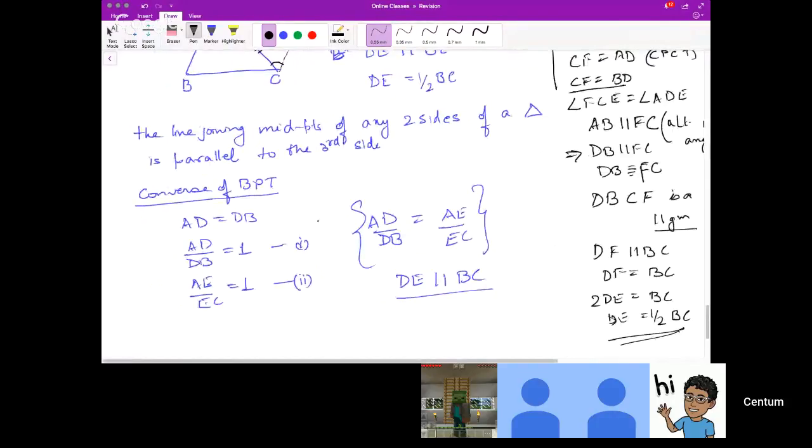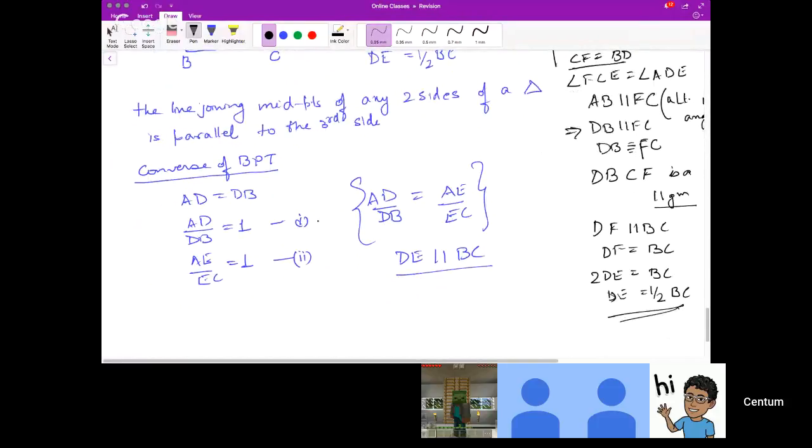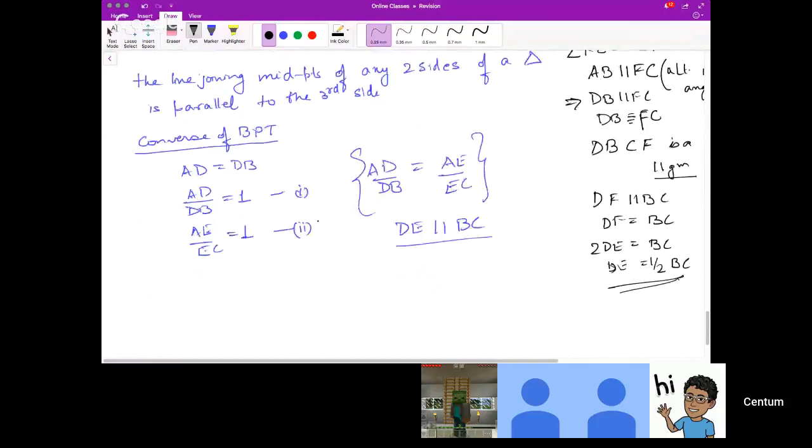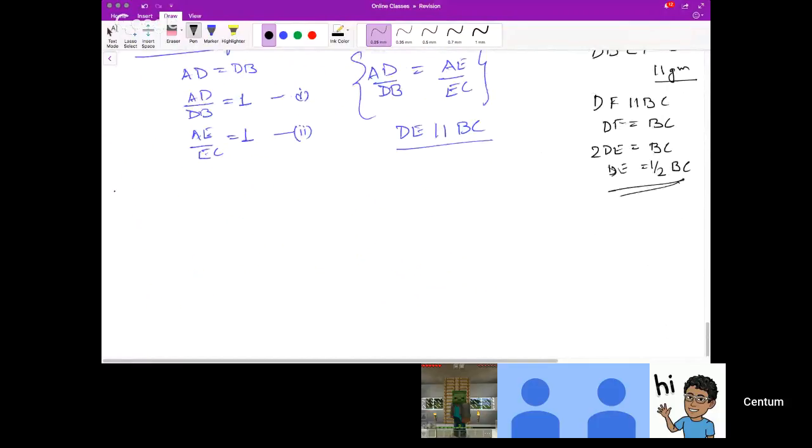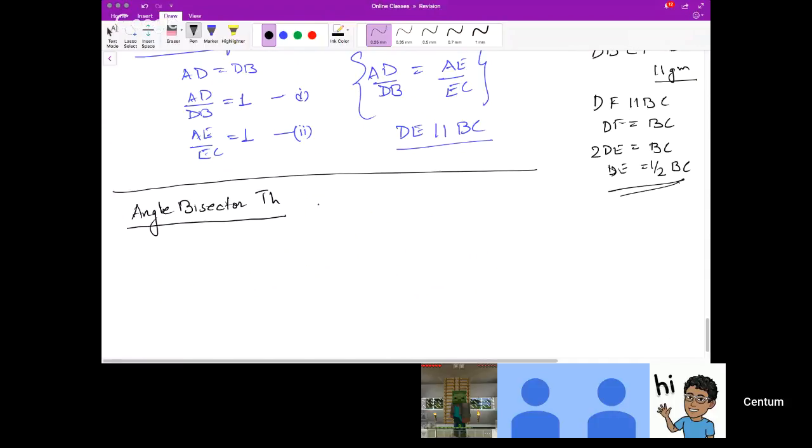What did we learn so far? Basic proportionality theorem, converse of basic proportionality theorem, corollaries to basic proportionality theorem, and then the midpoint theorem. And then there is something called the angle bisector theorem. What is it? Angle bisector theorem. This is again very important. Now in the class I had discussed there are two types of angle bisectors.